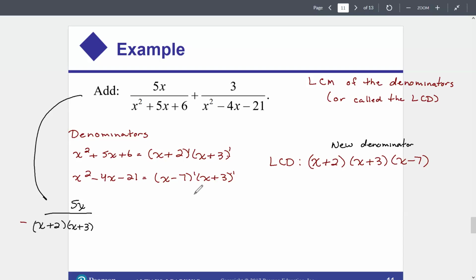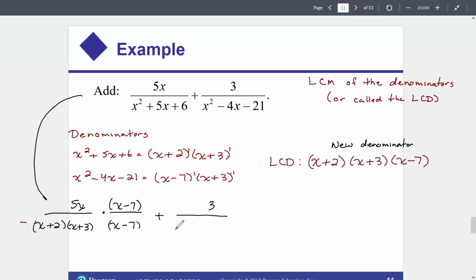To get this new denominator, I already have the x plus 2 and the x plus 3, and I need this x minus 7. So I'm going to multiply x minus 7 to the bottom, but I also have to multiply that to the top. This is basically multiplying by 1, so I'm going to keep an equivalent rational expression.